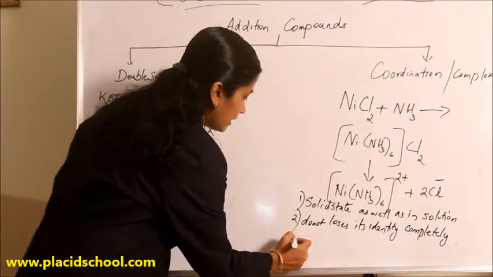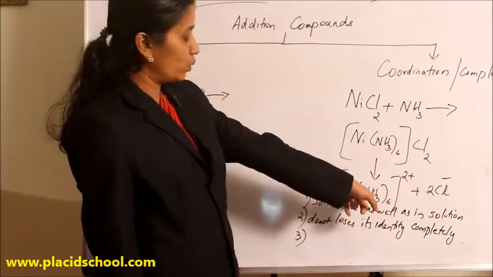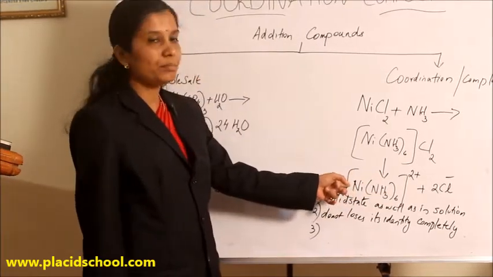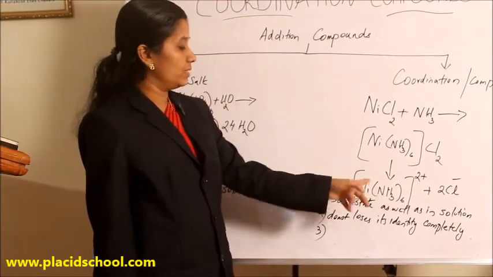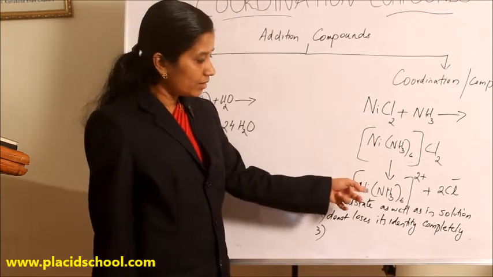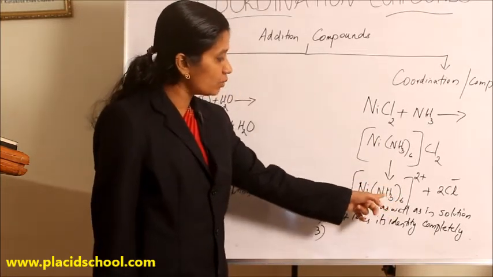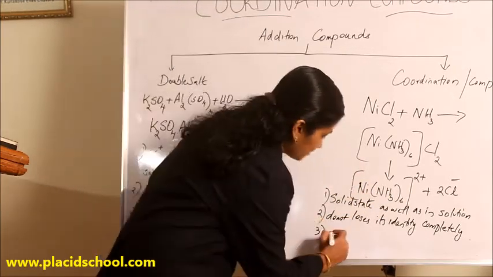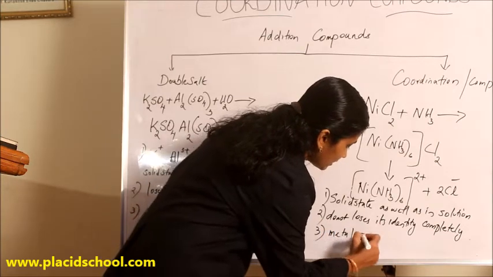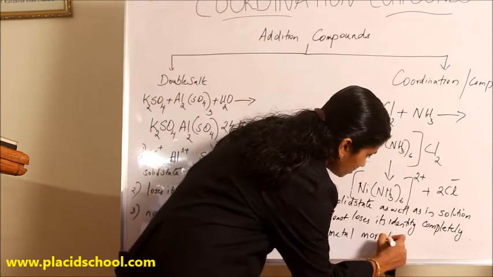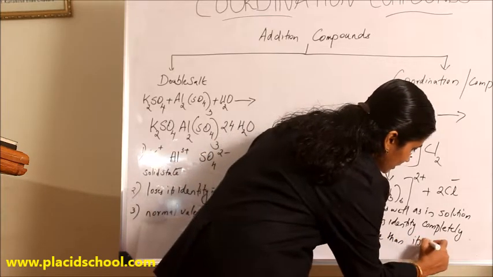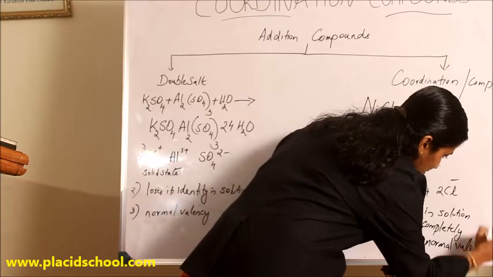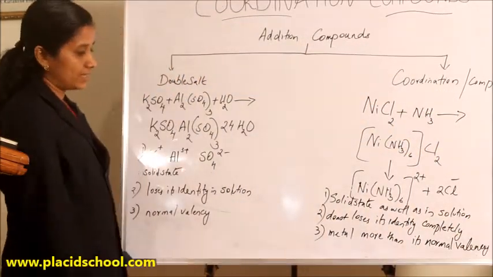Then the third one is that the neutral molecules are surrounded by the central metal ion more than its normal valency. Here the 6 ammonia molecules are surrounded to nickel Ni2+ more than its normal valency. Metal exhibits more than its normal valency.